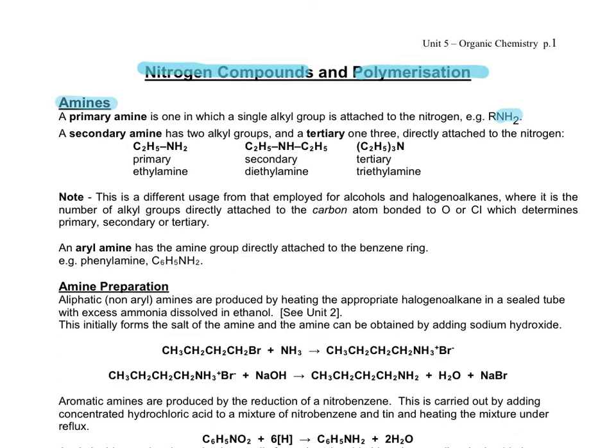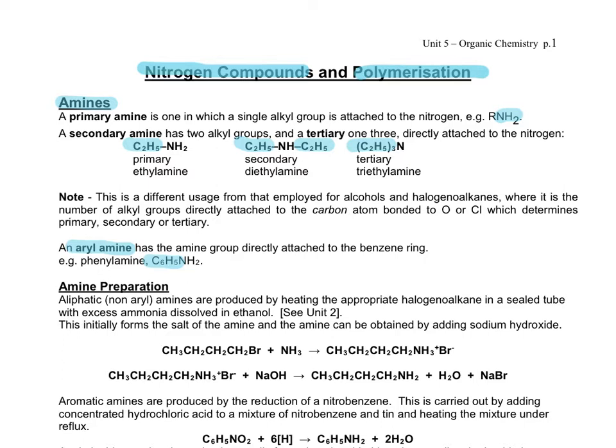So a primary one just has one alkyl group attached to it, whereas a secondary one has two alkyl groups attached to the nitrogen, and a tertiary one will have three alkyl groups attached to the nitrogen. If we have something called an aryl amine, this is where you've got the ring attached to an NH2, so you've got your benzene ring and then you've put an NH2 on there as well.